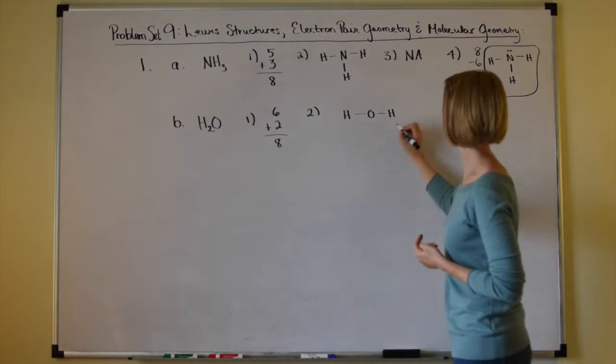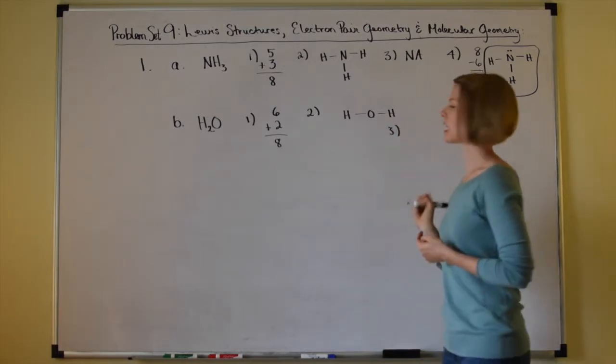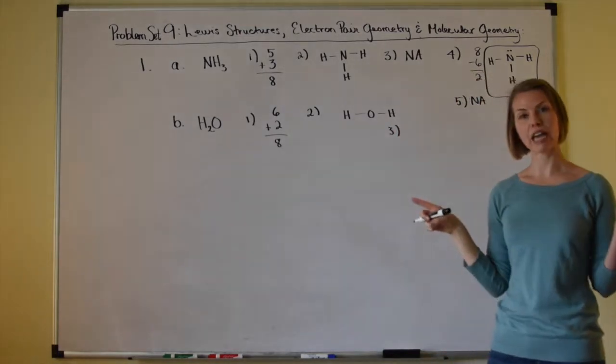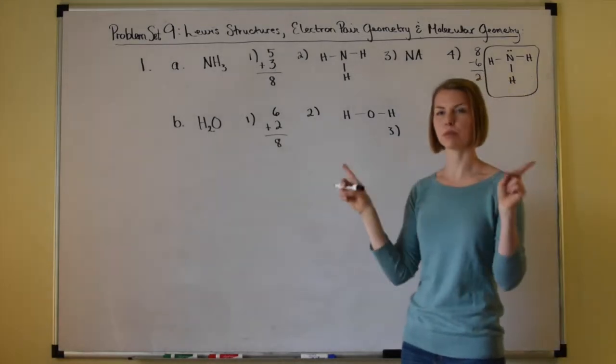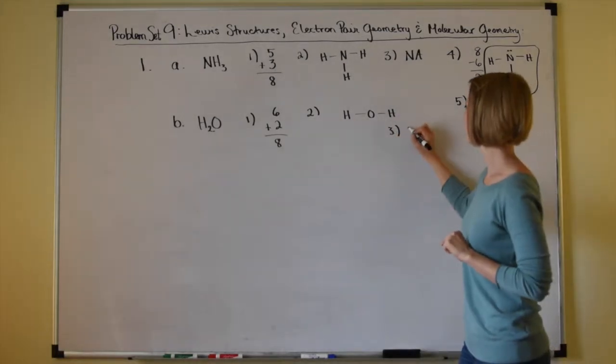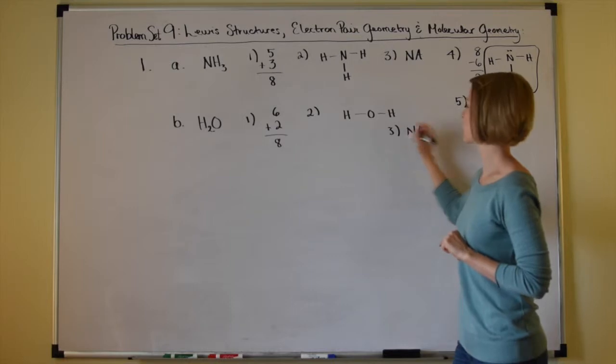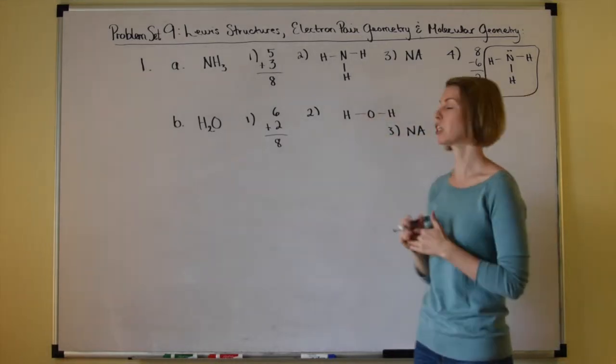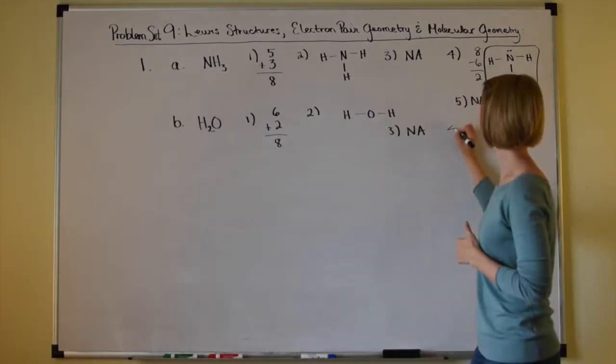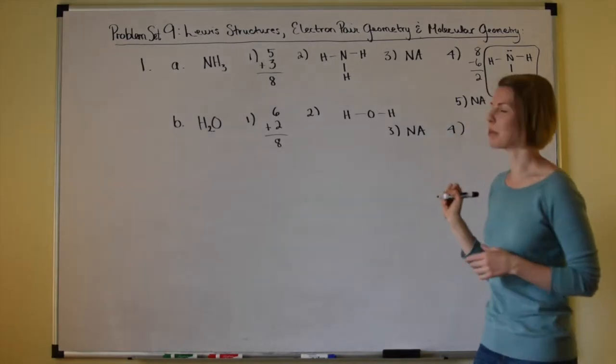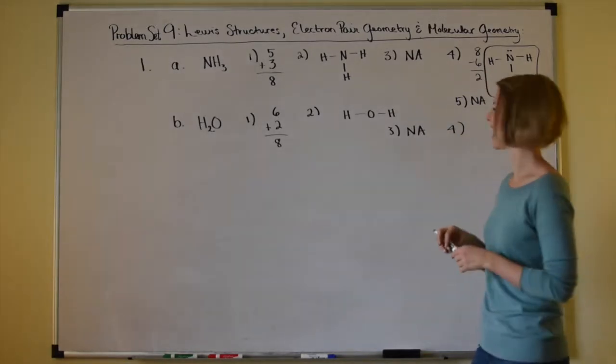All right, step number 3. Complete octet on your outermost atoms, not the central atom, but the terminal ones. So those are both hydrogen. So they are complete with just a single bond, 2 electrons being shared. So I'm going to write N/A again. Don't worry, we will get to problems where step number 3 will apply.